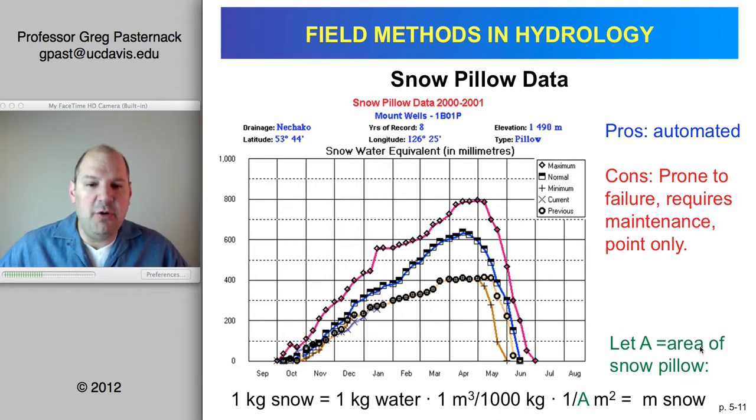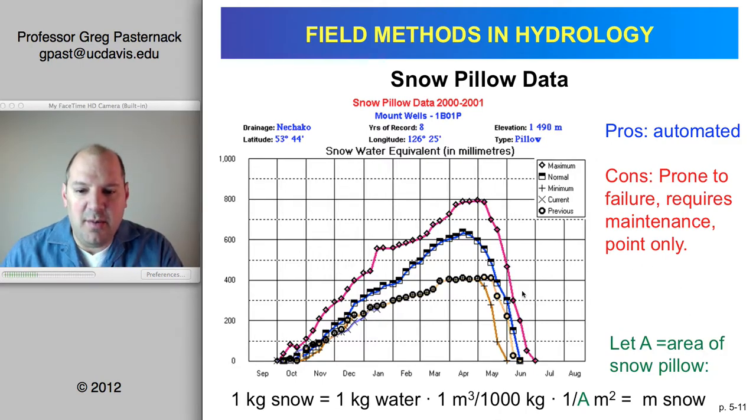Here's an example of snow pillow data from one site. What you can see here are months on the x-axis, and then the accumulated amount of snow, snow water equivalent in millimeters on the y-axis. And you see many different lines. The pink line with the black diamonds is showing the maximum in the record at this site. The dark yellow with the pluses is showing the minimum for the site. The blue with those funny symbols is showing the average. The circles show what happened last year for this data.